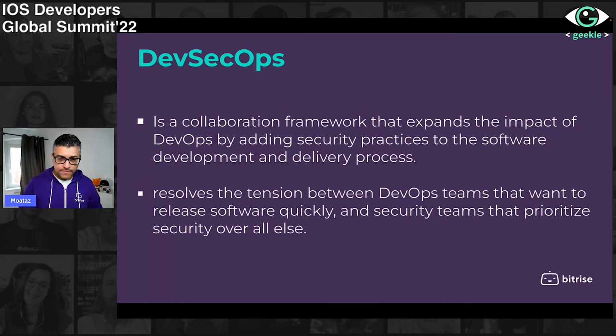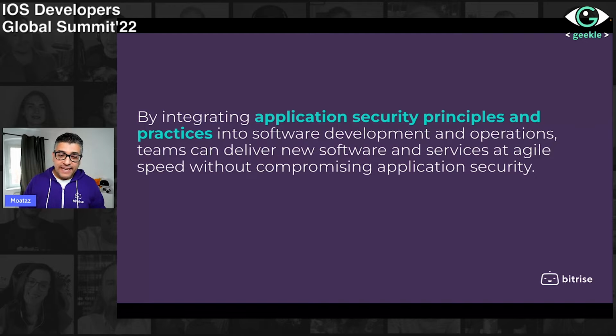By integrating application security principles and practices into software development and operations, teams can deliver new software and services at agile speed without worrying about security issues, because we're already using security checks: static analysis, security static testing, or dynamic testing, or maybe penetration testing, and we have different types of security. We will describe them in the next slides.